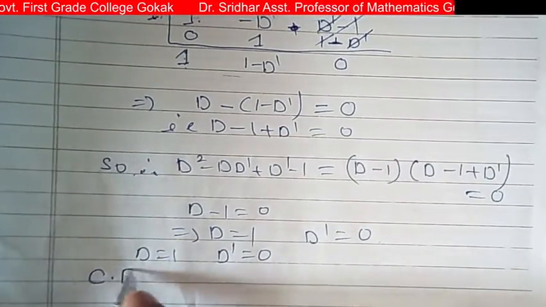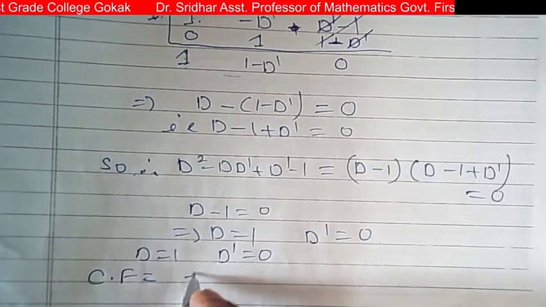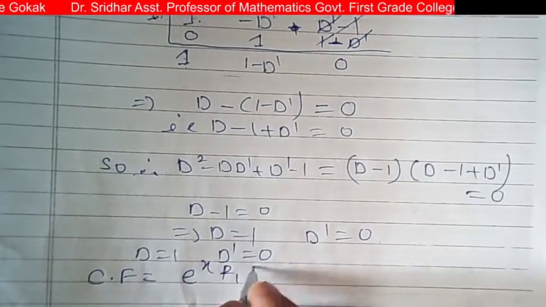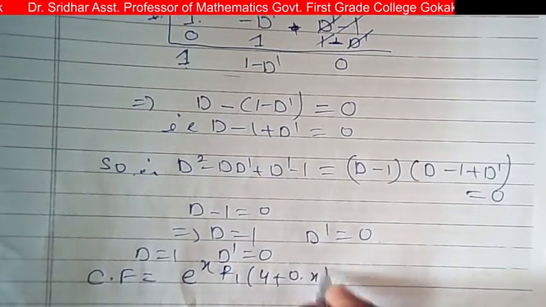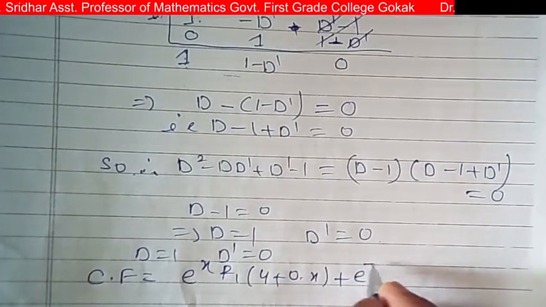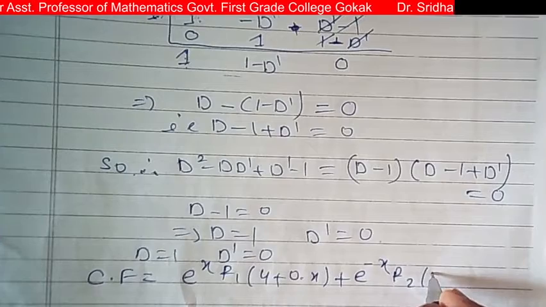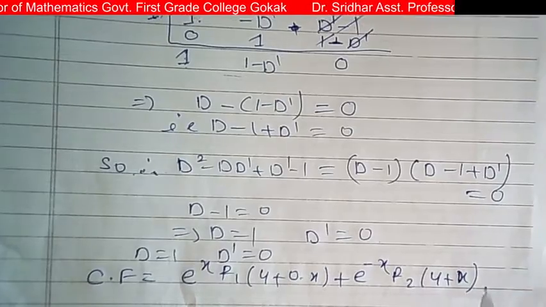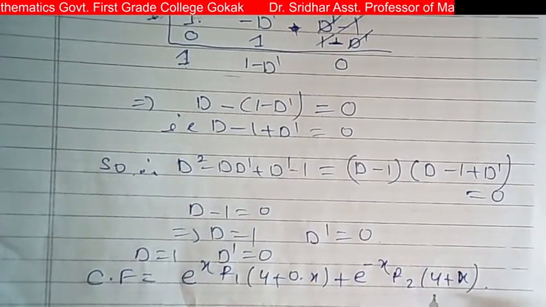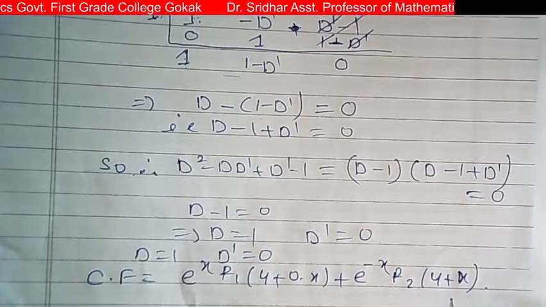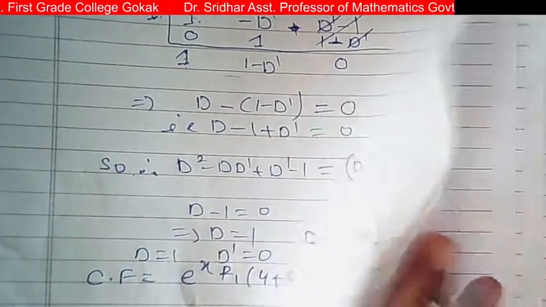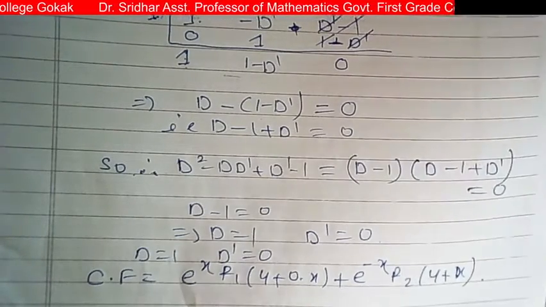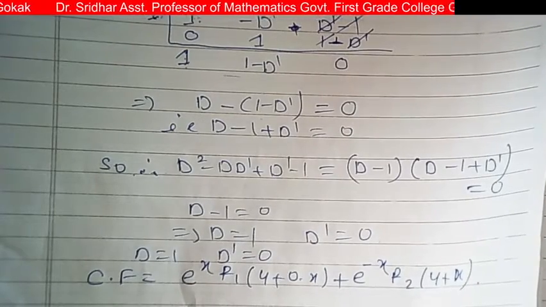the complementary function is equal to e raised to x into f1 of y plus 0x plus e raised to minus x into f2 of y plus second root is 1 into x, that is x, so y plus x. So this is the complementary function.